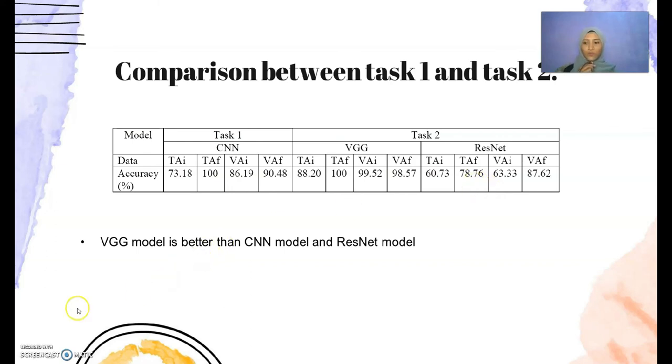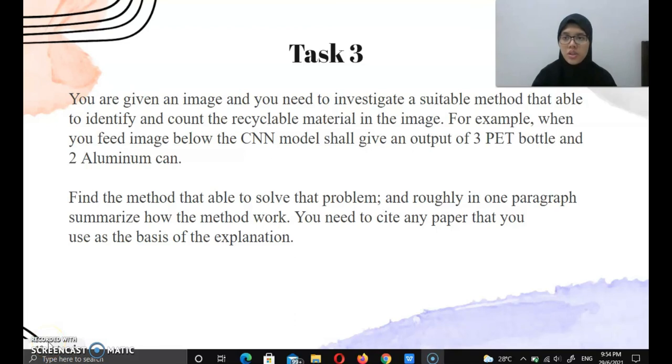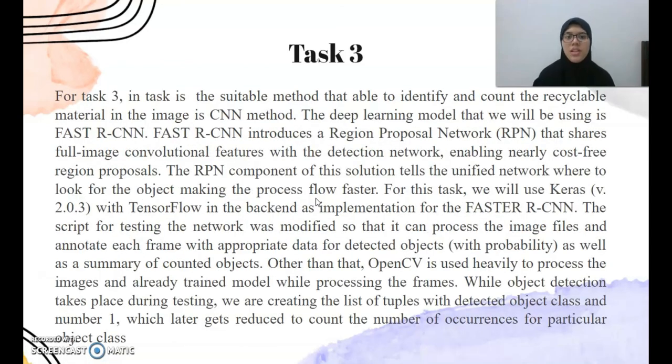Thank you. Okay, so I will be talking about task 3. For task 3, we are given an image and we need to investigate a suitable method that is able to identify and count the recycled material in the image. The method that we are going to use is the CNN method, more specifically, the Faster RCNN method.